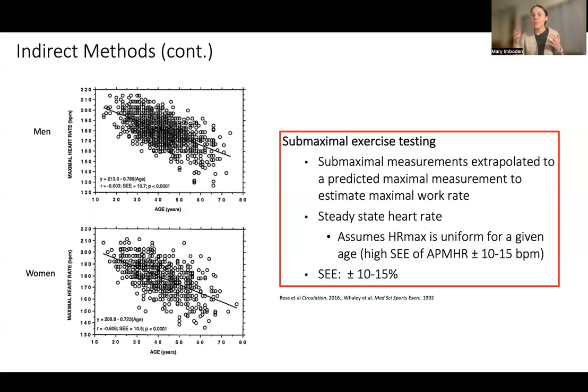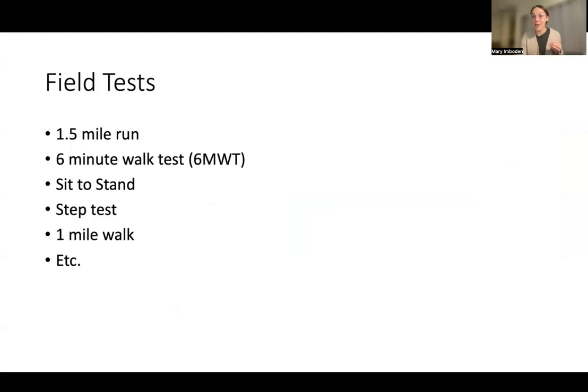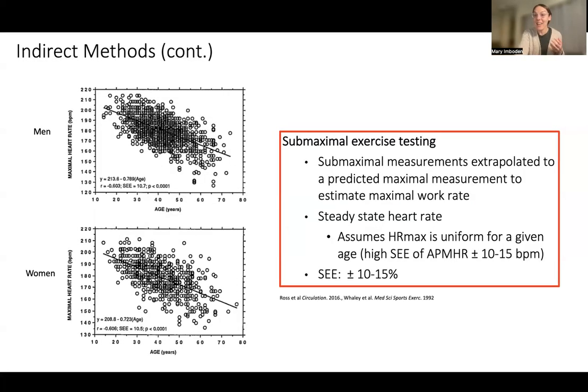Okay, so if this sounds really difficult to you, it's because it is, and there's a lot of estimation and prediction in this method. It also assumes that heart rate max is uniform for a given age. So someone who's 30, if we're using 220 minus your age, it's saying everyone that's 30 has a max heart rate of 190, which we just know is not correct. And we know that there's a high standard error of the estimate of age predicted max heart rate of 10 to 15 beats per minute. This ultimately leads to some maximal exercise tests having error of 10 to 15%.